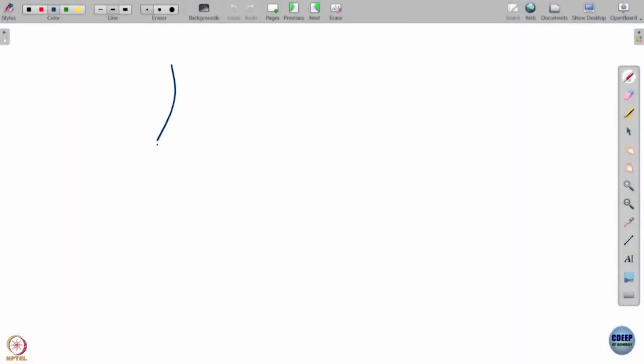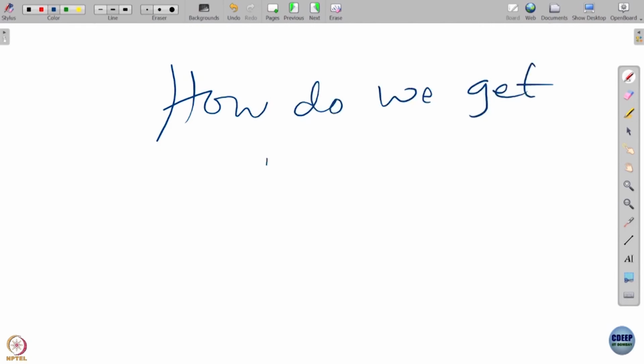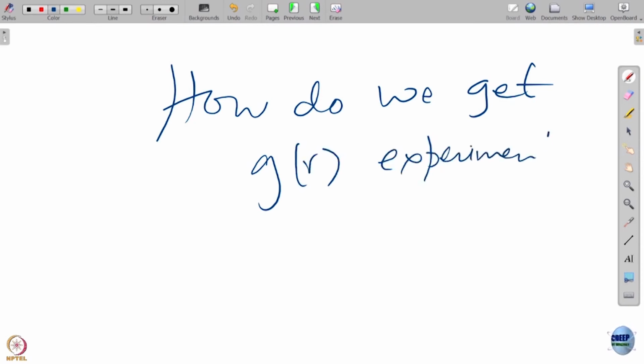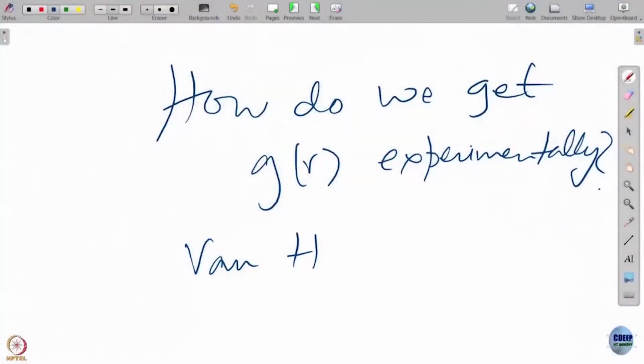Now, the important thing to know about the structure factor: where do you get g(r)? So, how do you get g(r)? Experimentally. So long I have been talking of the partition function, but the experimentalist does not care about your partition function. He wants to measure, and indeed he can directly measure. This was shown and done for the first time by Van Hove, a great physicist, around 1950.